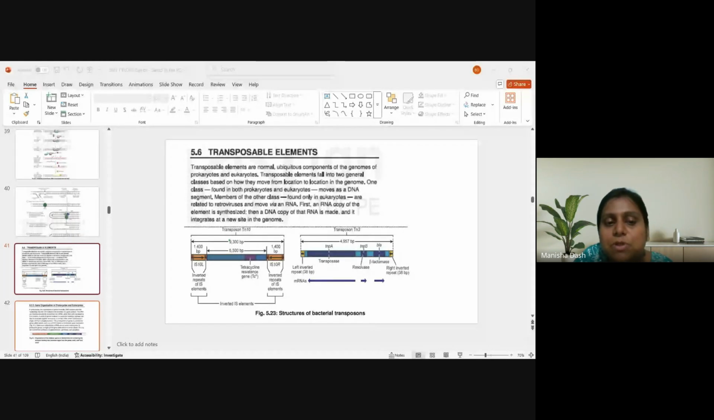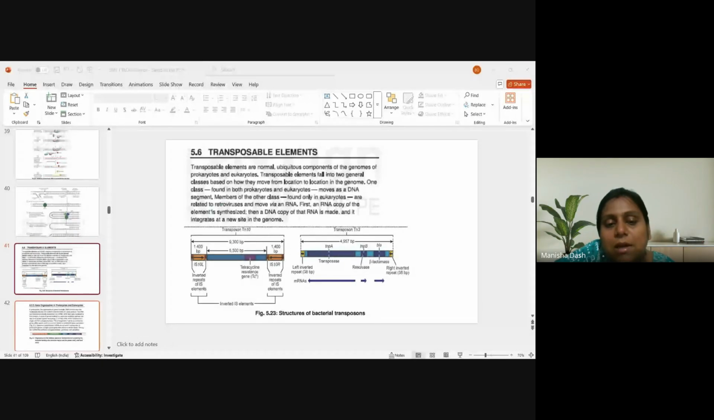The DNA transposon moves by a cut and paste mechanism. If it is present in one location of the genome, it can simply cut itself from that location and move to a new location. And the retrotransposon, what does it do? It will move via an RNA intermediate, meaning it will move via a copy and paste mechanism.